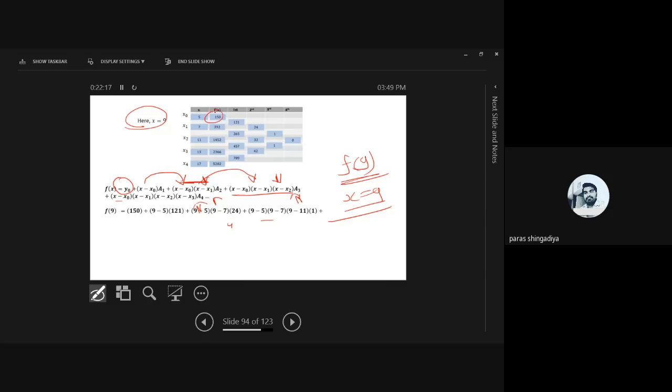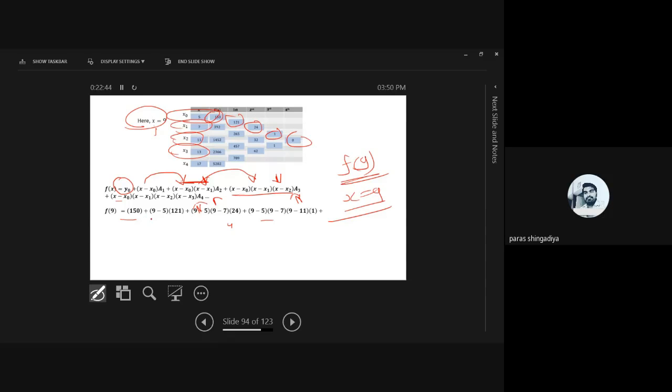Now replace the values from this table: the first value of each column, that is y0, a1, a2, a3, a4. So 150 plus 9 minus 5. Now x is 9. You can mention this notation here if required to identify which term is x0, x1, x2, x3, and so on, in sequence. The first term is called x0, then x1, then x2, x3, x4, and so on.